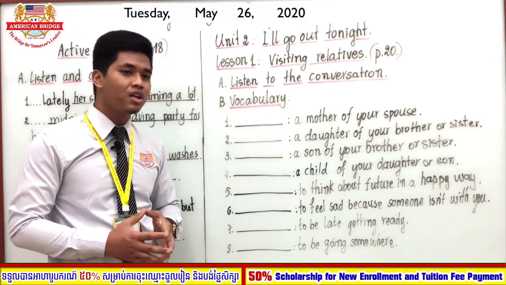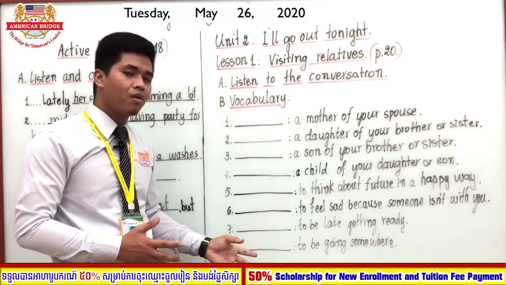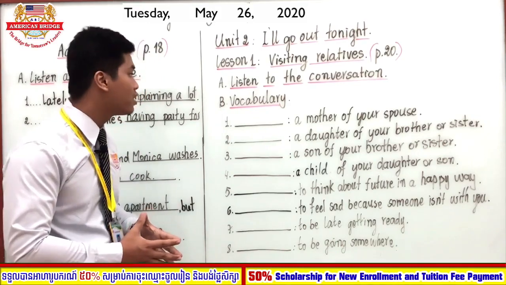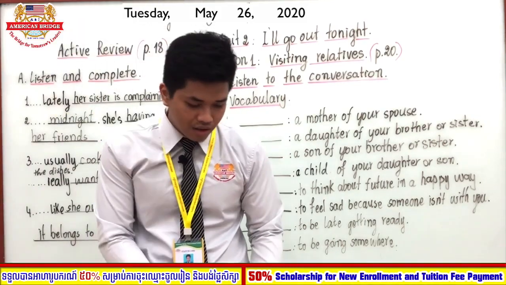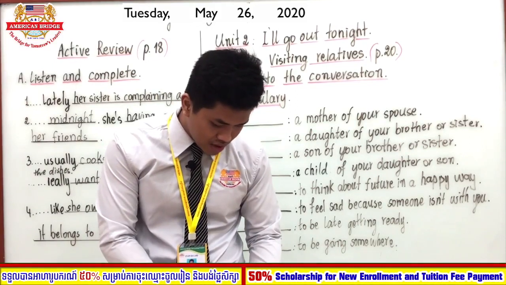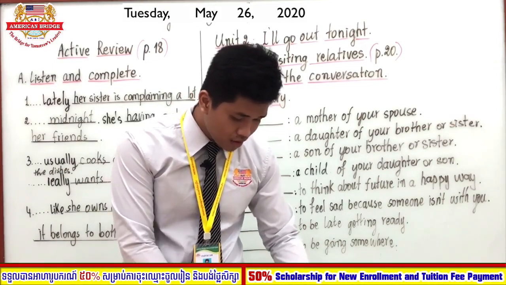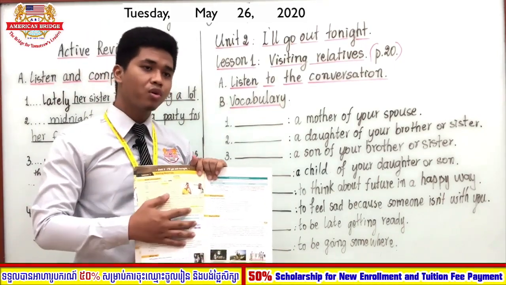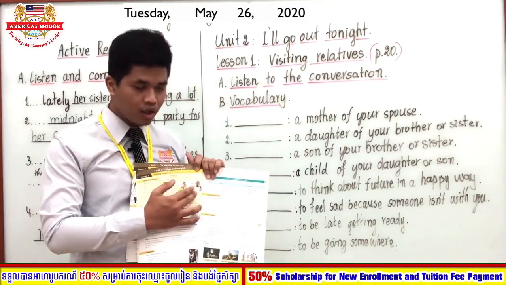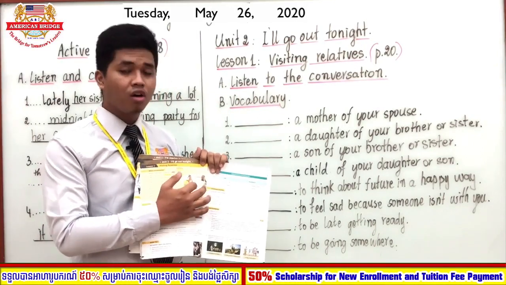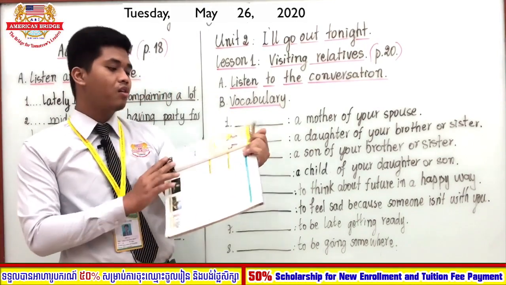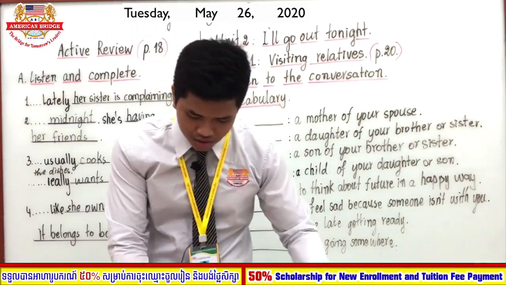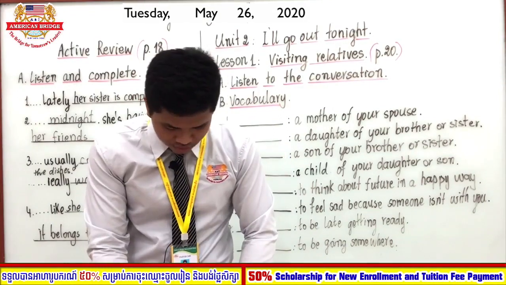But before we check the answers for all these words, I would like to play the audio for all of you to listen to the conversation. You can find the conversation on page 20 of your book. If you have the book, you can open it and you will see there are 2 people. They are talking on the phone. Now, do you want to know what they are talking about? Very good. So listen to the conversation.